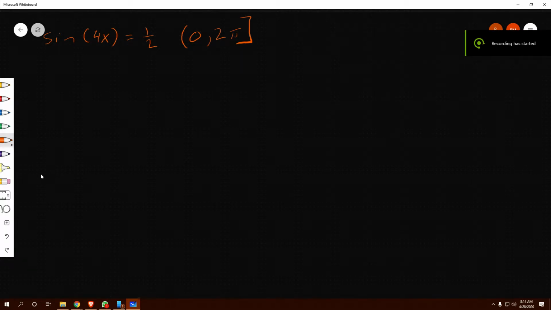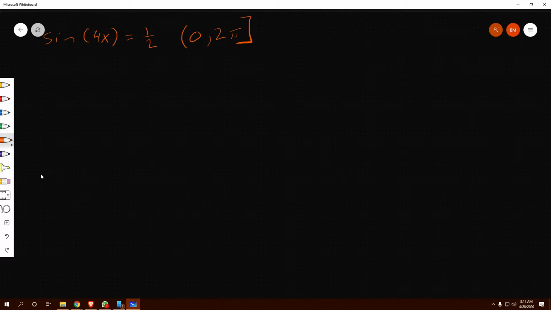Alright, we're still doing trig identities. This is pre-calculus, semester 2, unit 4. For algebra 2, semester 2, it's unit 5, excuse me. Not as much in algebra 2, so a little bit slower going. Sine of 4x equals 1/2 over the interval 0 to 2 pi. They want to know how many solutions there are.